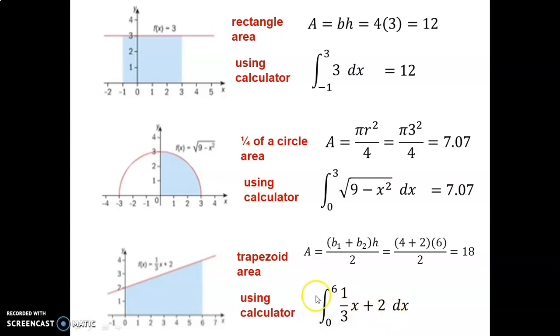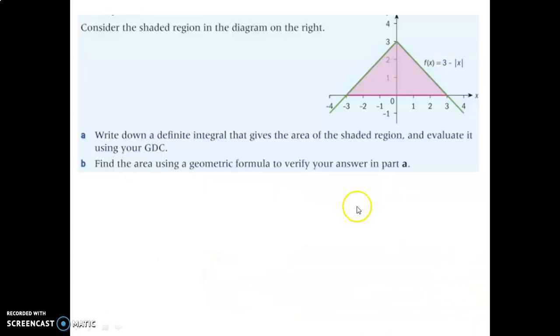Using the calculator, once again, we run a definite integral from 0 to 6. There's our function, because it's that line, it gives it to us. And run that integral, guess what? 18 is our answer. That is fantastic how it works like that. I love it. Okay, try this one here.